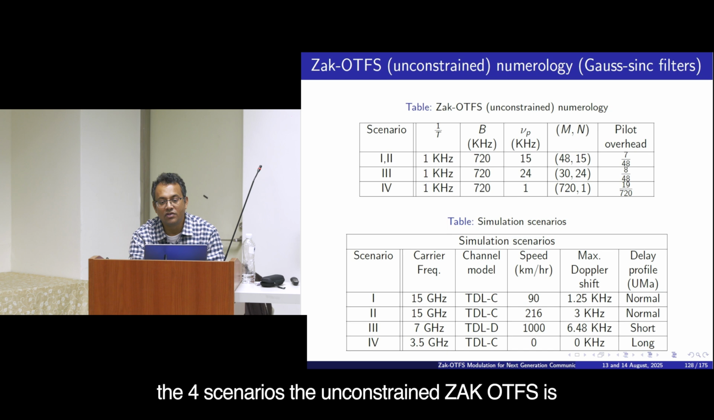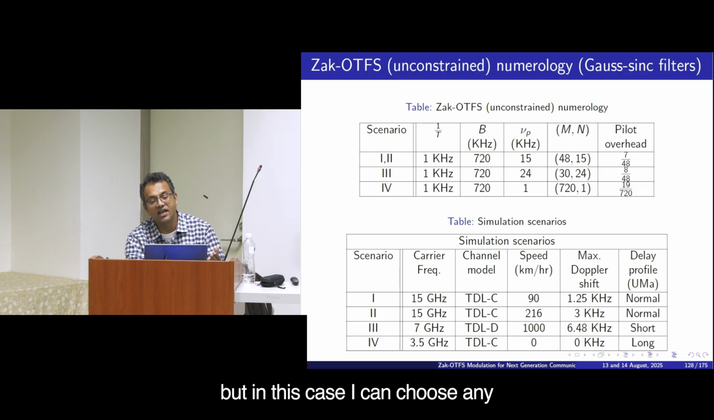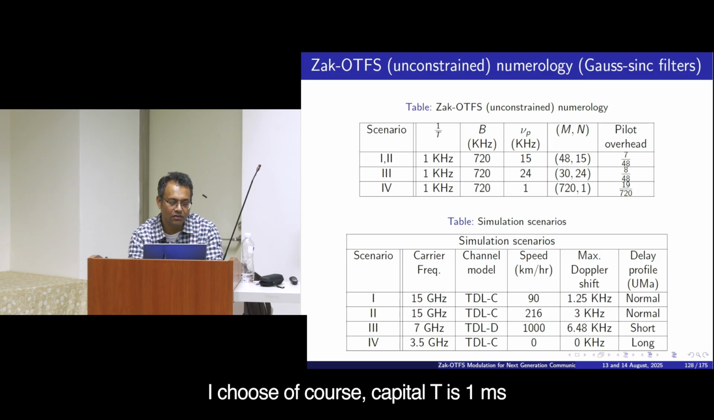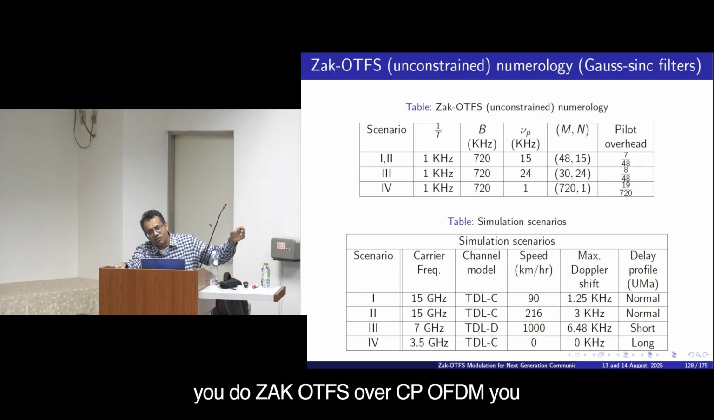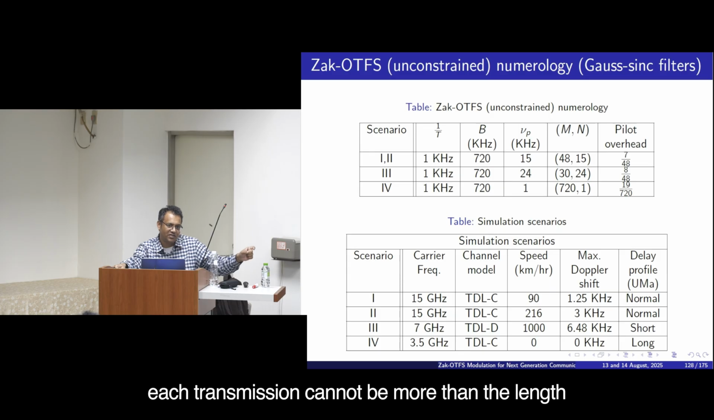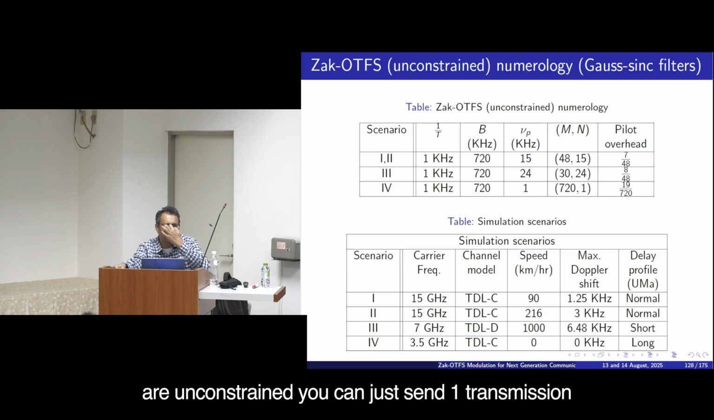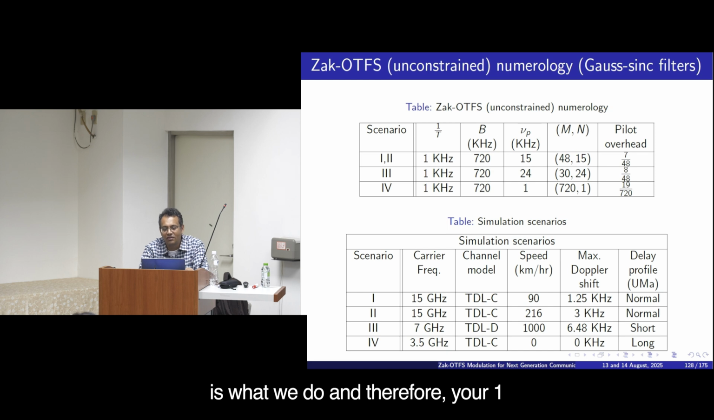The unconstrained Zach OTFS is also interesting, right. So, we run the scenarios, but in this case I can choose any value of my nu p. What I do is I choose of course, capital T is 1 millisecond, that is the total time, right. When you do Zach OTFS over CP OFDM, you actually send 14 different Zach OTFS frames, because each transmission cannot be more than the length of an OFDM symbol, right. But when you are unconstrained, you can just send one transmission which is 1 millisecond long, and that is what we do. And therefore, your 1 over T is 1 kilohertz, right, in case of Zach OTFS.